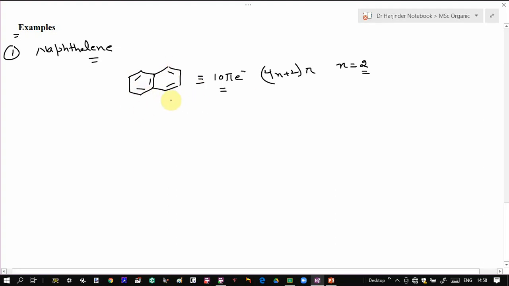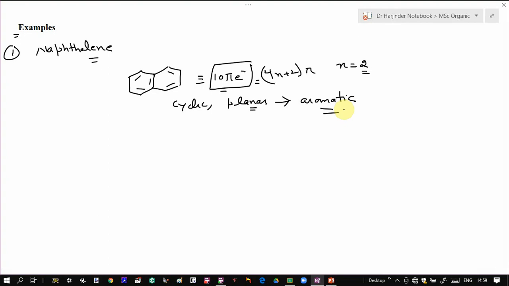How does it satisfy Huckel's rule? First of all, it has a cyclic structure. It has a planar structure. It has a cyclic planar structure with complete delocalization of pi electrons through unhybridized p atomic orbitals with a total of 10 pi electrons, which satisfies the 4n plus 2 pi electron rule. Therefore, this naphthalene molecule is an aromatic molecule.